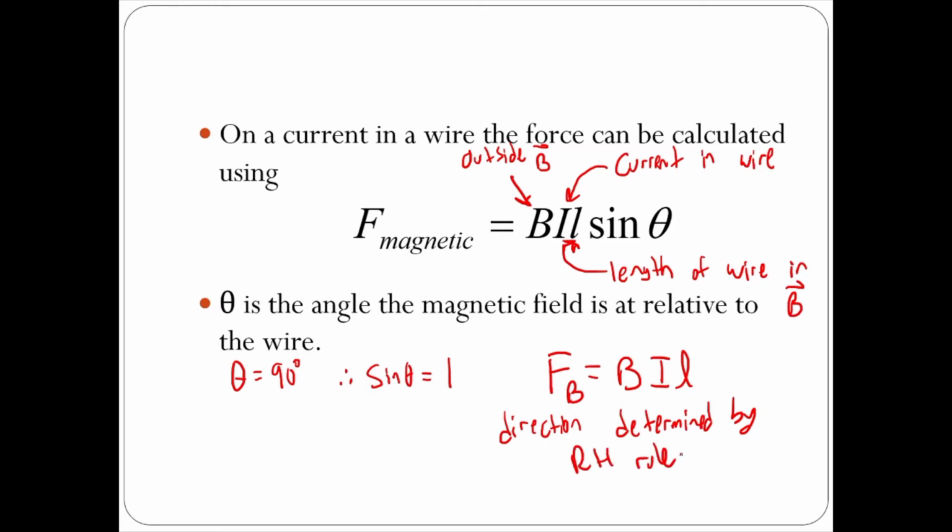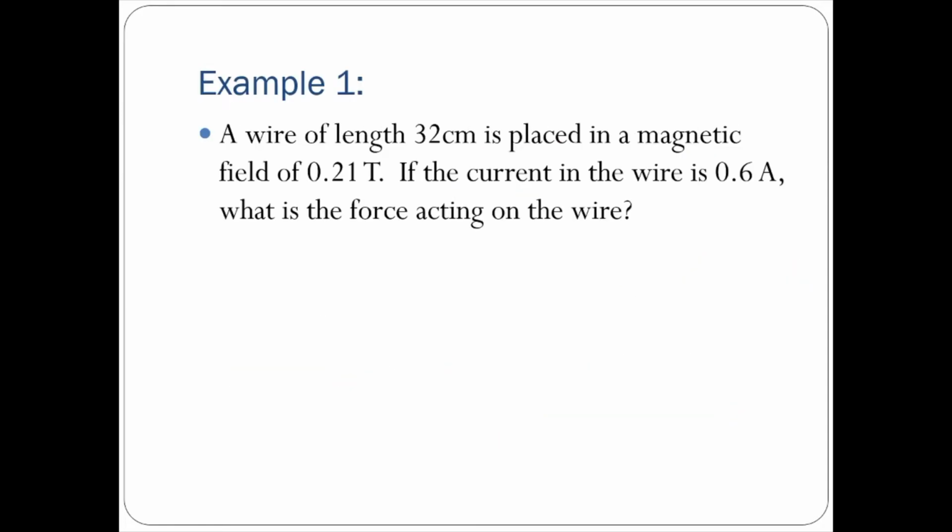Alright, so let's see if we can put everything into practice. The right-hand rule along with this equation. So let's say I have a wire of this length, 32 centimeters. We place it in a magnetic field of 0.21 Tesla, and the current in the wire is 0.6 amps. What is the force acting on the wire?